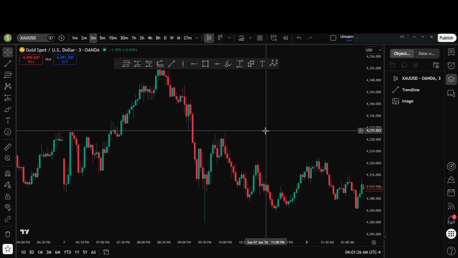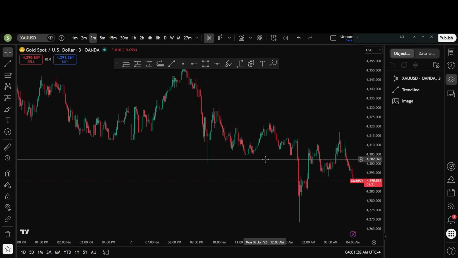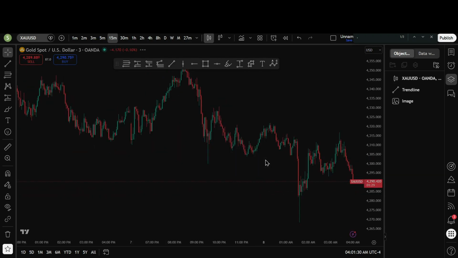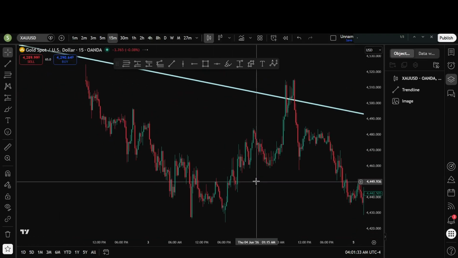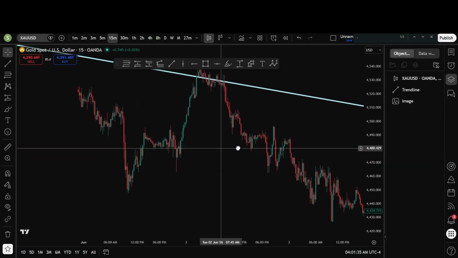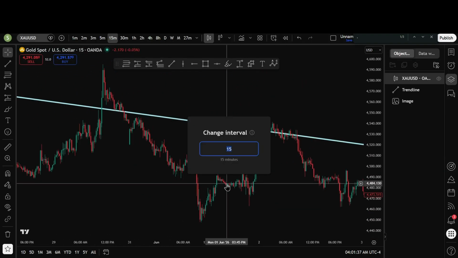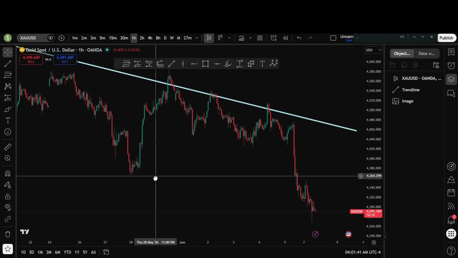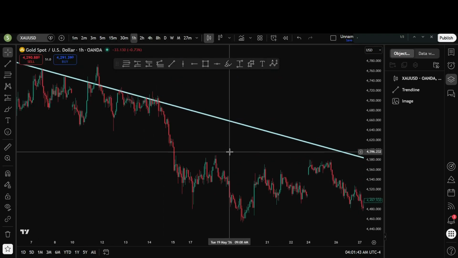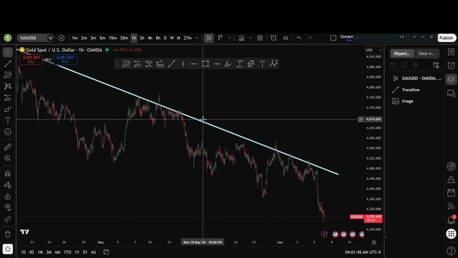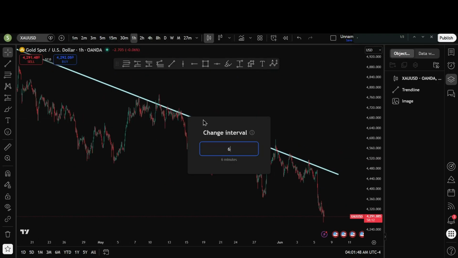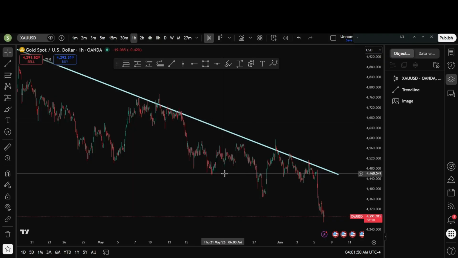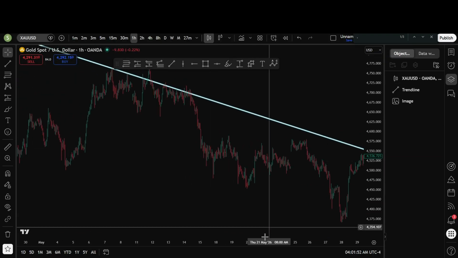Additionally, to switch time frames quickly and accurately, TradingView has a shortcut. Just type the number and press enter. For a 3-minute chart, type 3 and press enter. For a 15-minute chart, type 15 and press enter. For a 1-hour chart, type 1H or 60 and press enter.